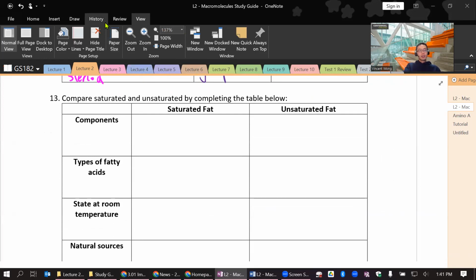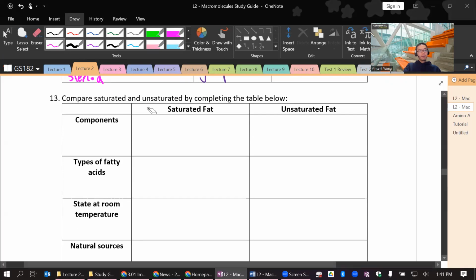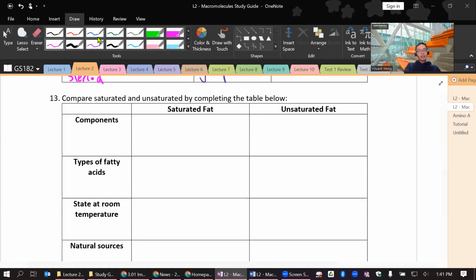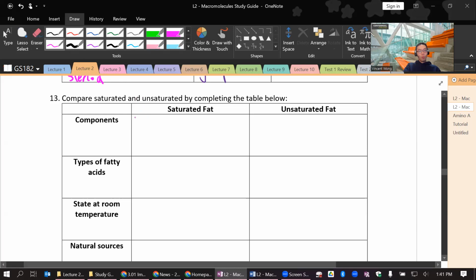All right. So what's the difference? Well, for saturated fat, it is made up of 1 glycerol plus 3 fatty acids. And the type of fatty acids that you have here would be saturated fatty acids. All of them.